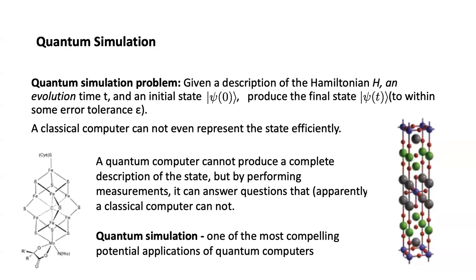What are the types of conclusions we can get? What kind of description of the final system can we get using a quantum computer? A measurement gives you a set of probability distributions. Even though you cannot write explicitly the answer to the given problem, having a set of probability distributions gives you some information about the problem. So this is where the power of quantum simulation comes from. And very often people say that quantum simulation is one of the most compelling potential applications of quantum computers. So we are going to come back to that.